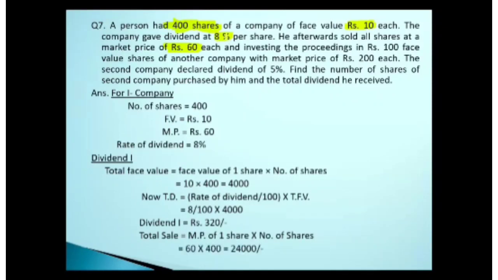So 24,000. This much amount has been received by that person after selling the share for the first company. Now what is he going to do with this amount? With this amount, he is now going to invest in the second company to purchase another share. So this will now act as the total investment for the second company, where he is going to purchase another share, whose face value will be 100, market price will be 200, rate of dividend will be 5. So this is the amount that he is going to utilize for purchasing the share in the second company.